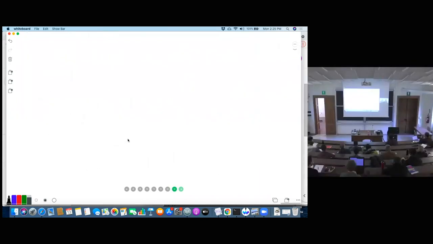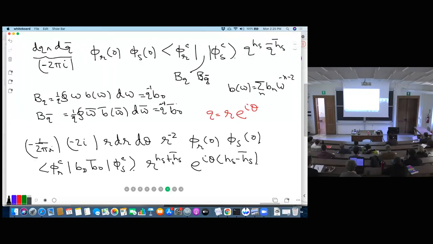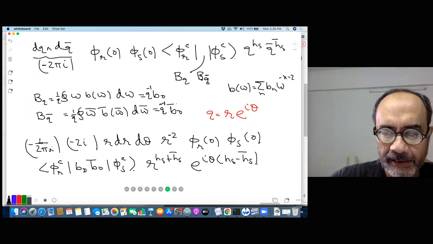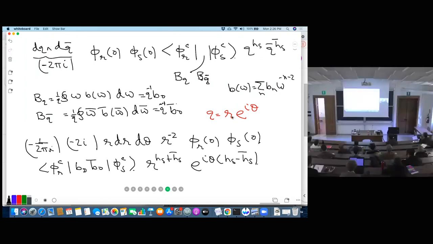Sorry, Ashok. I missed how you get the r to the minus 2 in. Oh, that's from 1 over q bar. The 1 over q and 1 over q bar here. Okay. Thanks. That gives you the 1 over r squared. Perfect. Thanks.